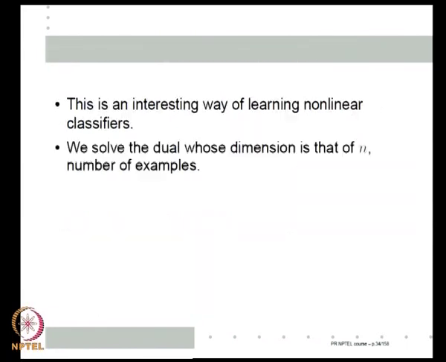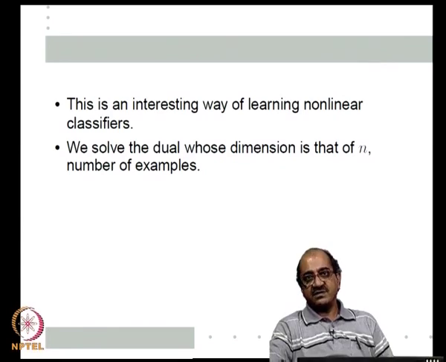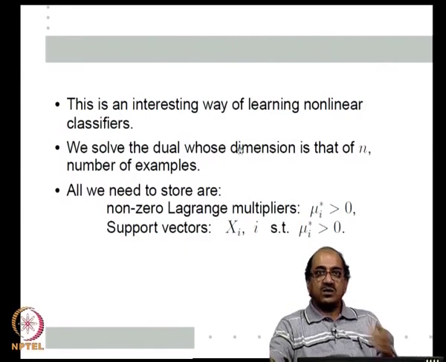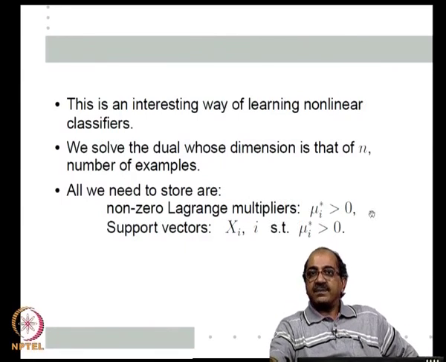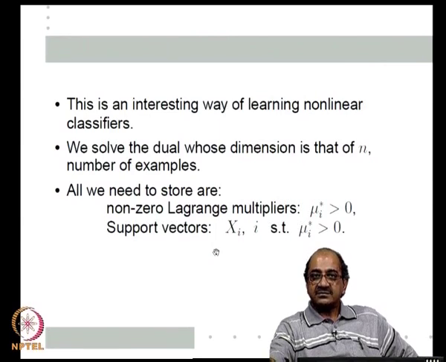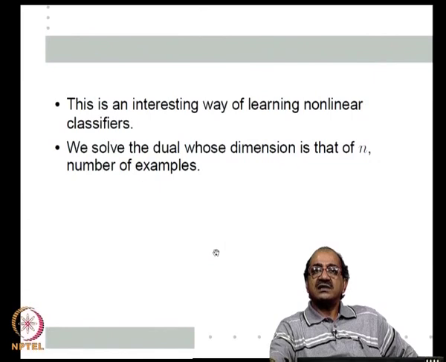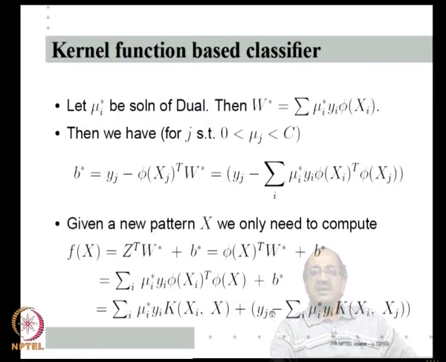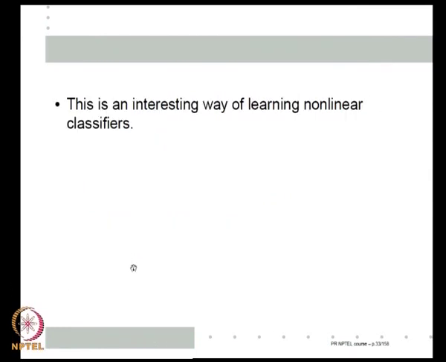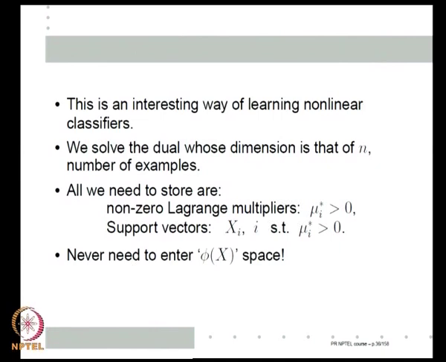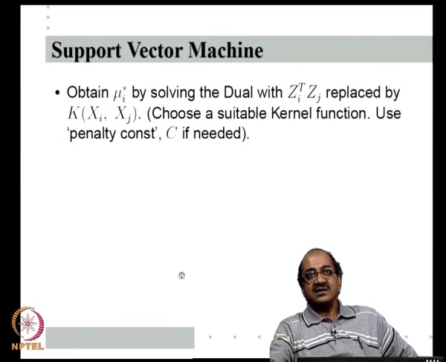So, this is really an interesting way of learning a nonlinear classifier. We solve the dual whose dimension is that of n, the number of examples, irrespective of what is the high dimensional space in which you are finding the classifier. All we need to store after we solve the dual are the non-zero Lagrange multipliers and the corresponding training data xi, which are called the support vectors. Once I have that, I know how to calculate classification of any new pattern. This is all I need, which means I never need to enter the phi x space at all. I never need to calculate phi x or anything. If you tell me the kernel function, I do not even need to know what phi is. I do not even need to know what the range space of phi x is, right.